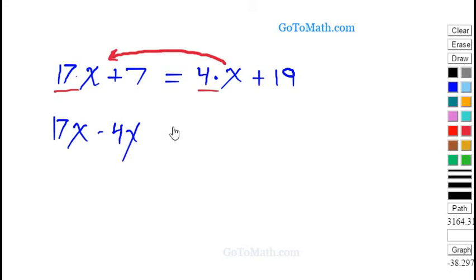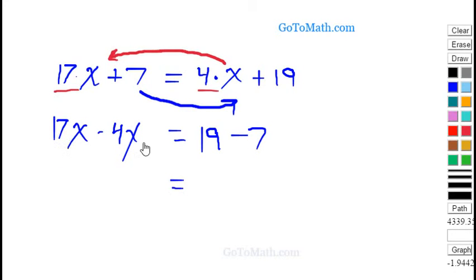Now, what are we going to do with this 7? Well, we're going to take it over here, and since it's positive, it will become a negative. So now we have 19 because we moved that over, and then minus 7.